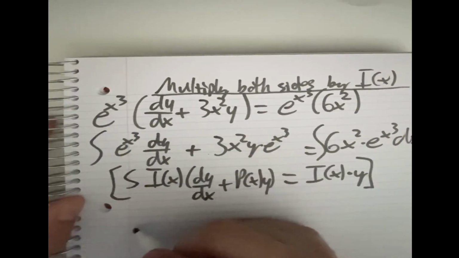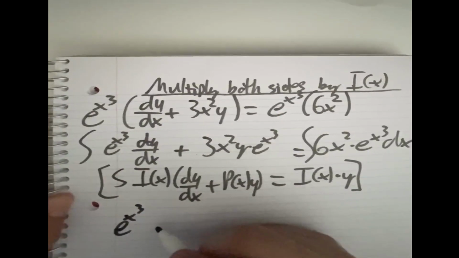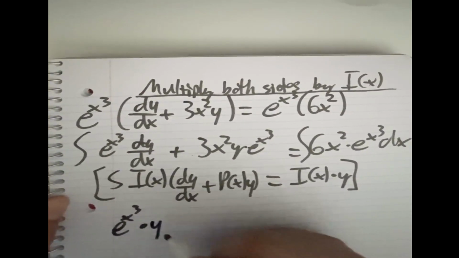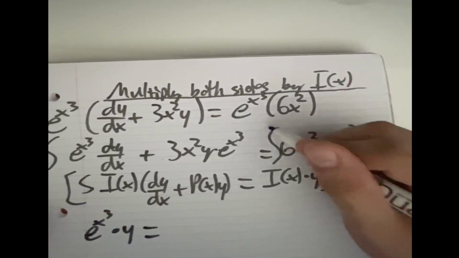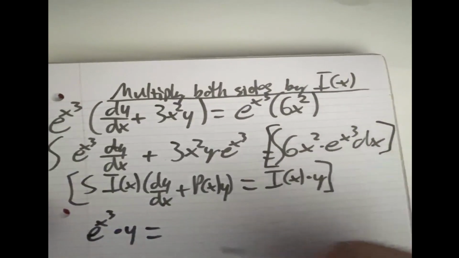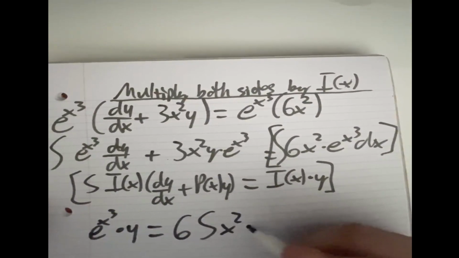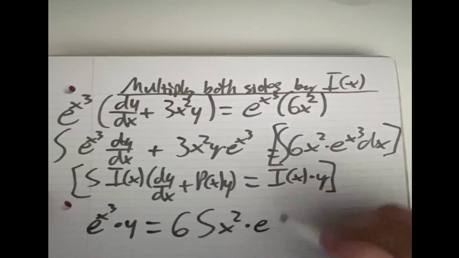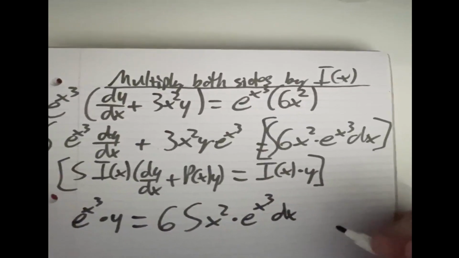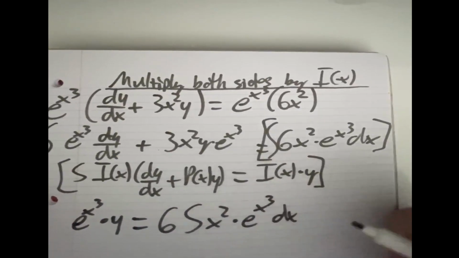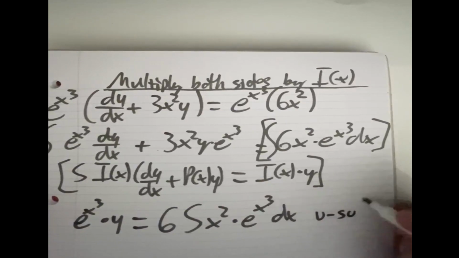So our I of x, which is e raised to the x cubed, times y is equal to, we pull the constant out of this right hand side over here. So we pull the 6 out and we integrate x squared times e raised to the x cubed times dx. And noticing that the difference of powers is 1, we can just simply apply u substitution to perform this integration.